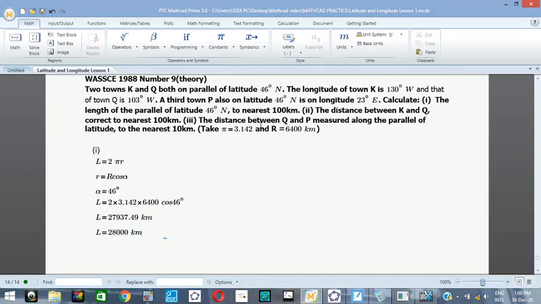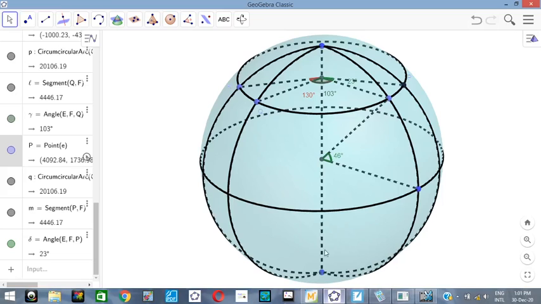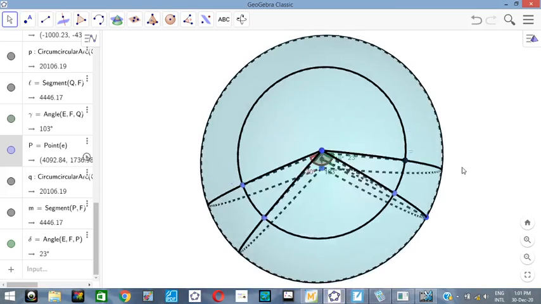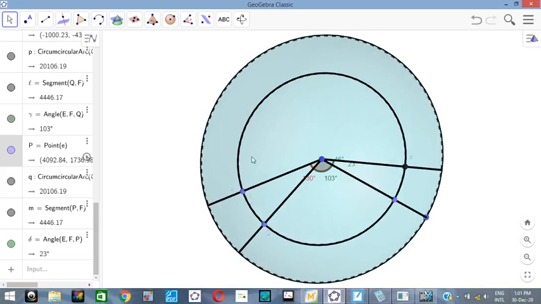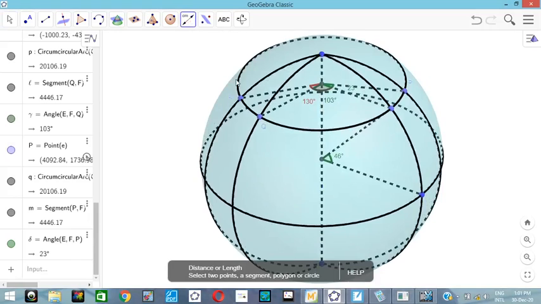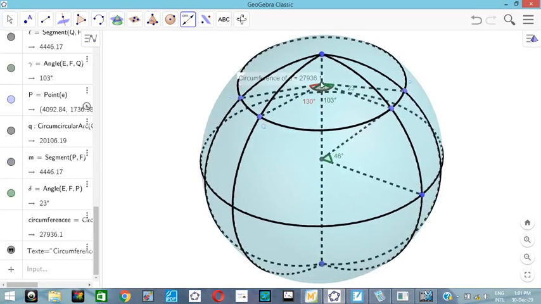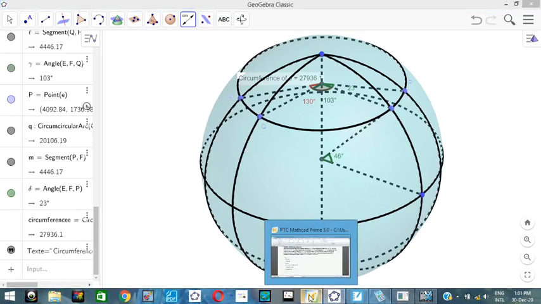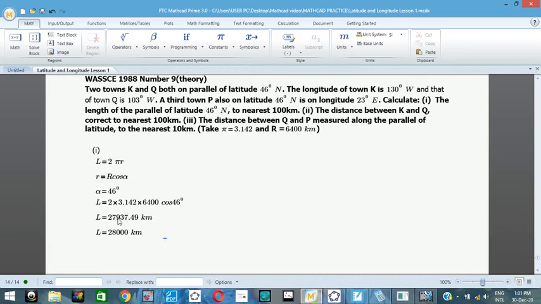So that is the length of the parallel of latitude. If I come here, I can test it, you will see that is correct. What we just calculated is the length of this full circle. This is the parallel of latitude, the 46 degrees parallel of latitude. If I measure the length of this parallel of latitude, you can see the answer I got: 27,936, 27,937, just a small fraction decimal.